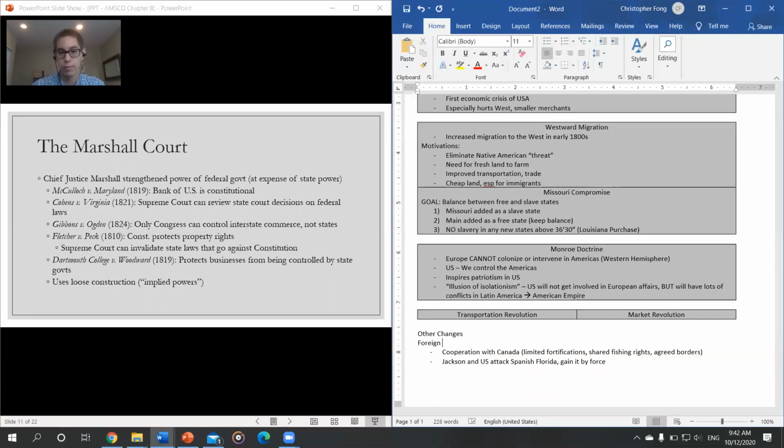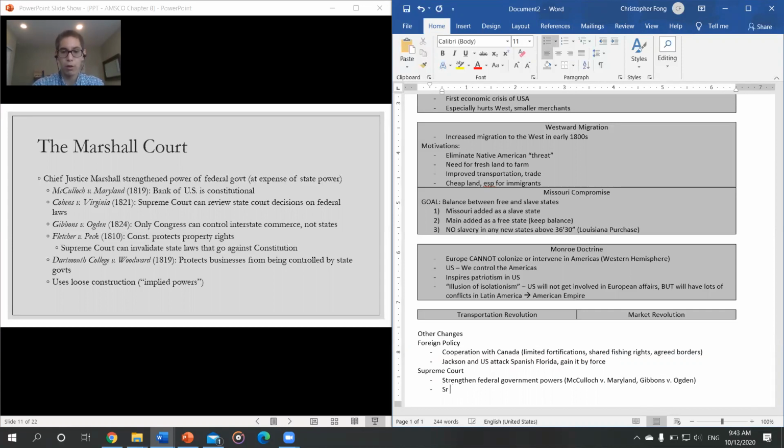So we got foreign policy there. With the Supreme Court, we have some decisions that strengthen the federal government powers, McCulloch v. Maryland and Gibbons v. Ogden.